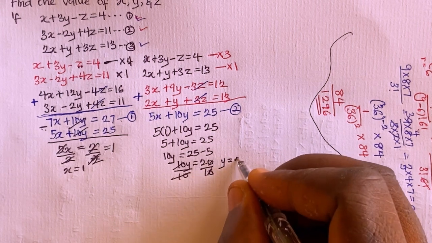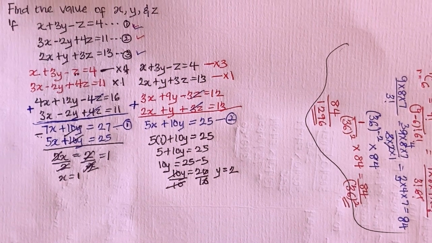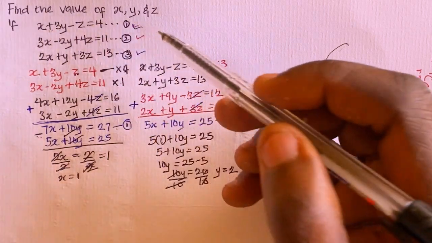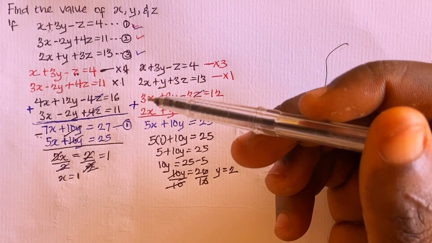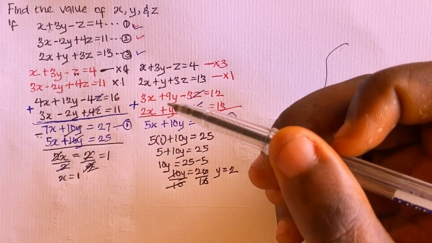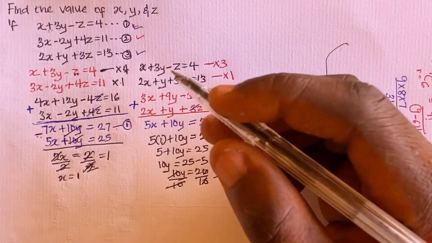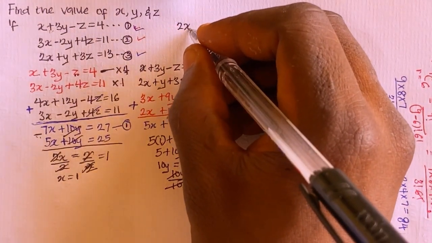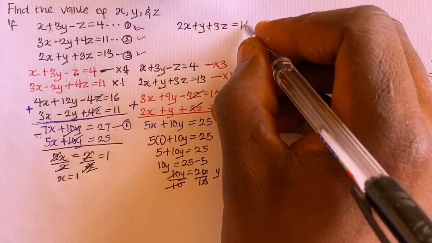2. So since y equals 2 and x equals 1, I'll go back to the first equation. I can put my values of x and y here and get the value of z, or I can use this one or this one. You can use any of the equations actually. So let's just use equation 3 and see what happens. Here I have 2x plus y plus 3z equals 13.